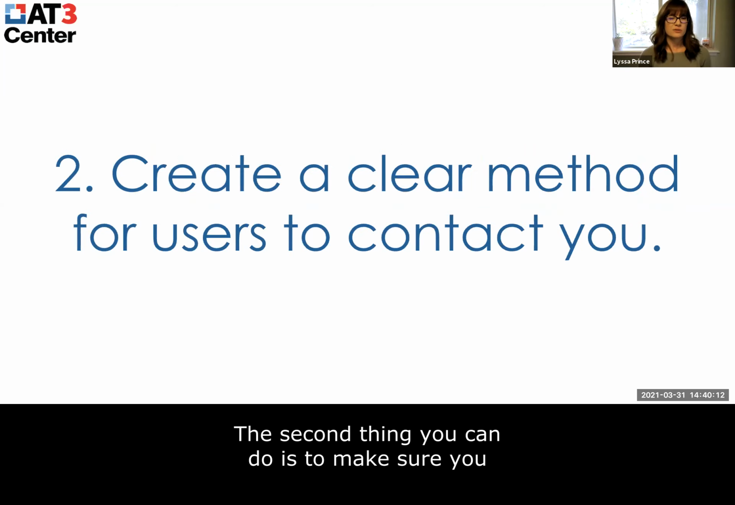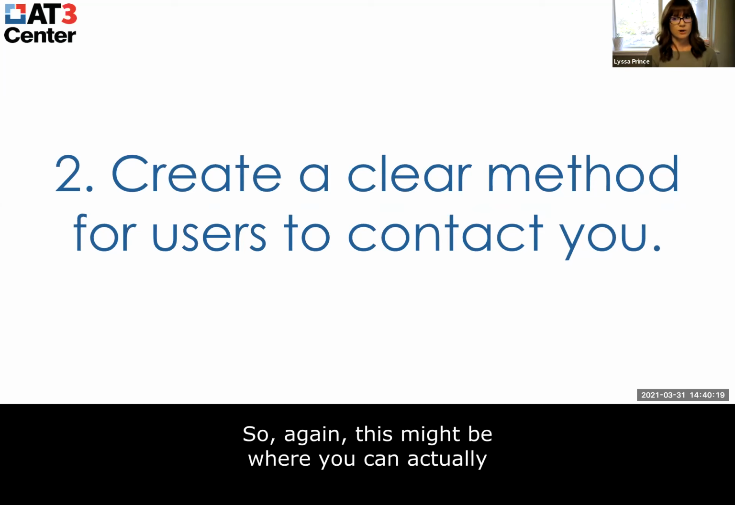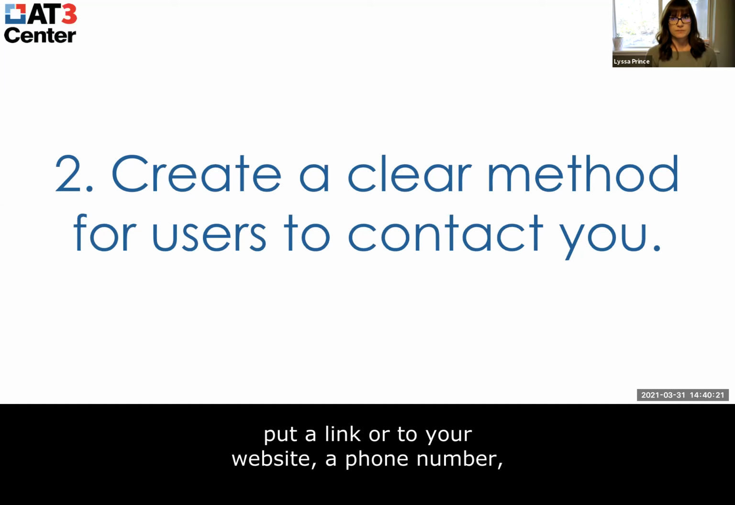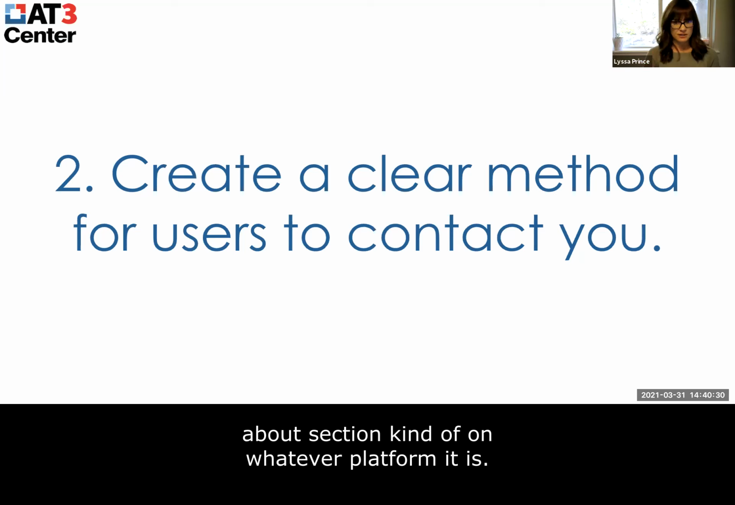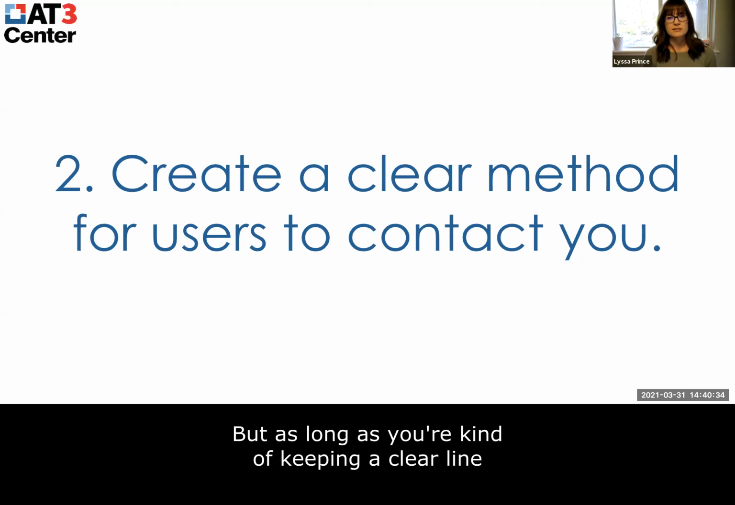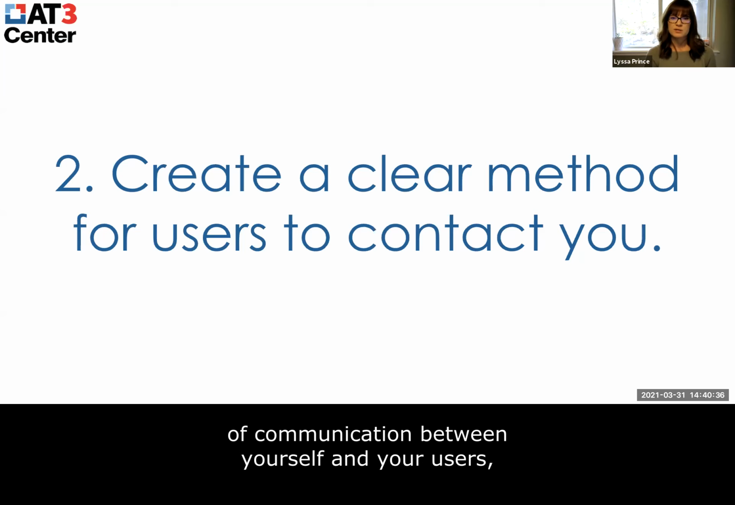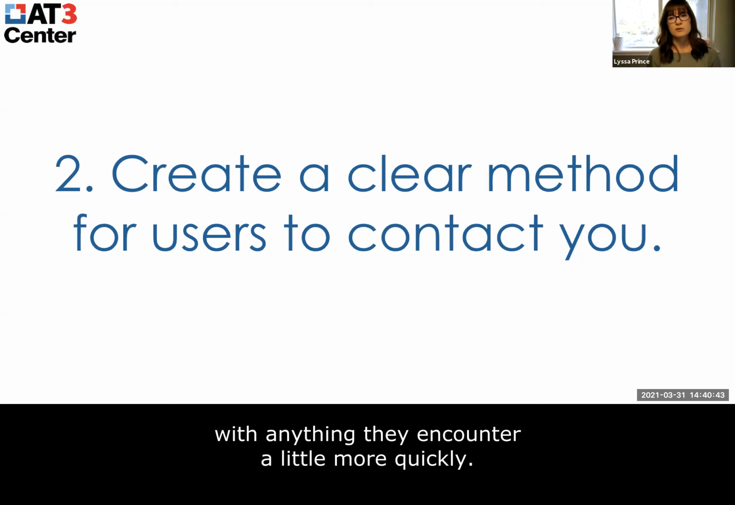The second thing you can do is to make sure you create a clear method for users to contact you. This might be where you put a link to your website, a phone number. You also may want to put an email address in your about section, on whatever platform it is. And of course, that's different depending upon the platform. But as long as you're keeping a clear line of communication between yourself and your users, you're probably going to be able to catch their frustrations with anything they encounter a little more quickly.